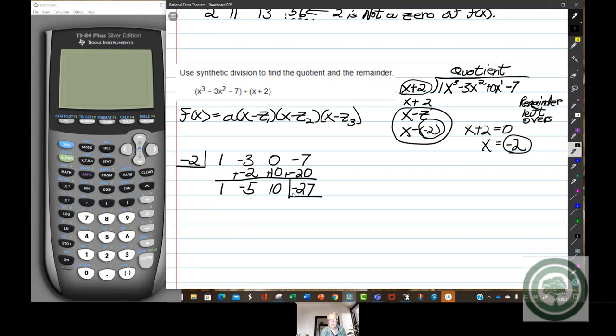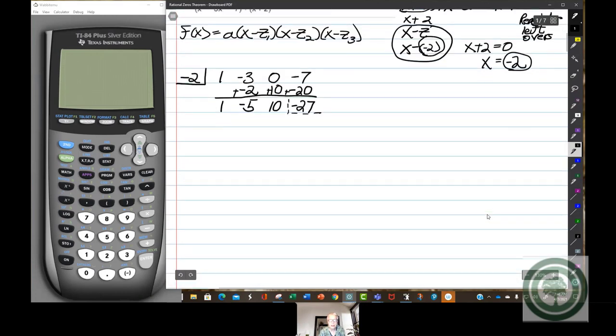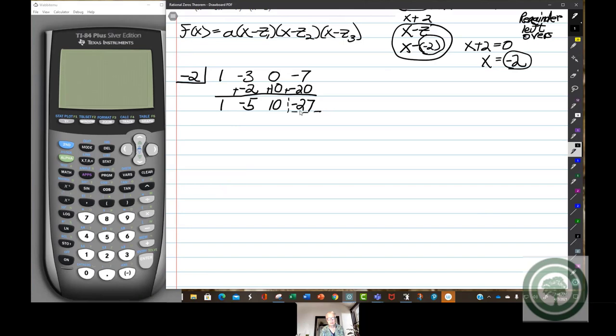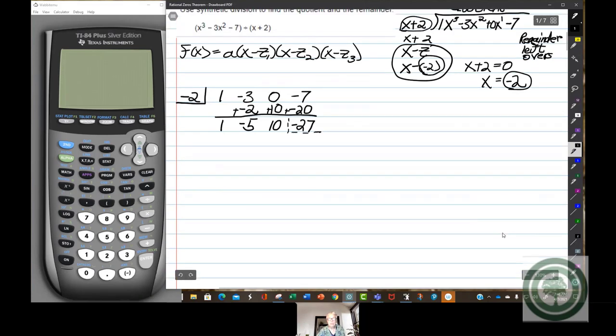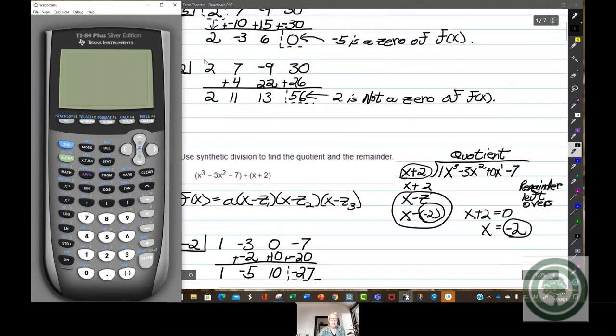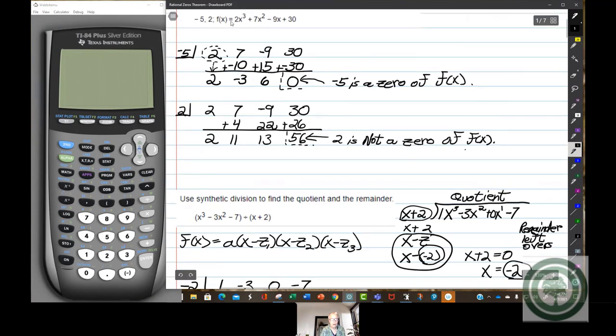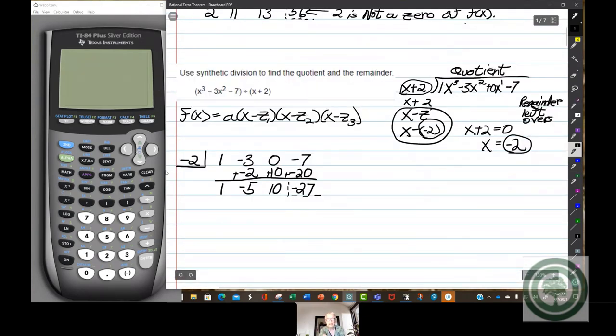This is your remainder. Except I was always taught, and I don't think it's important at all, to make it a dashed line. Like I said, it's not important. But what this does is it does separate your last number down here. This is the remainder. When the remainder is 0, it means your test number is a 0 of f of x. When the remainder is not 0, it means your test number is not a 0 of f of x. So I now know that we're not being asked, but just so you know, -2 is not a 0 of this number that we're dividing into. Well, big deal. You're not being asked about it anyway.